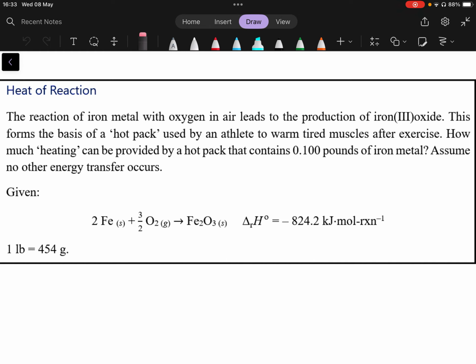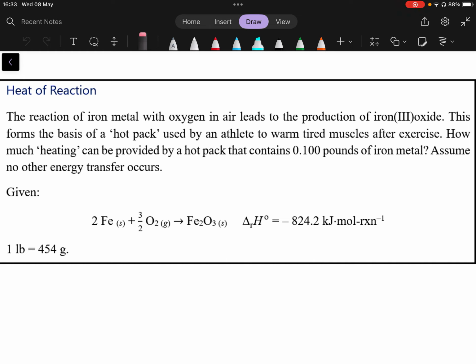So what we're given is the reaction of iron metal with oxygen in air leads to the production of iron(III) oxide, Fe2O3. This forms the basis of a hot pack used by athletes to warm tired muscles after exercise. How much heating can be provided by a hot pack that contains 0.1 pounds of iron metal? Assume that no other energy transfer occurs.